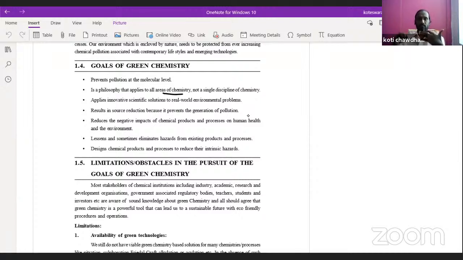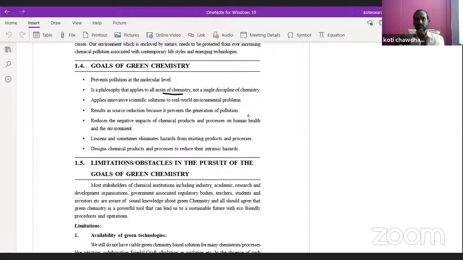Next, the third one is that it applies innovative scientific solutions to real-world environmental problems. Today also several problems are there with respect to chemistry. Whenever we are going to produce a chemical, use the chemical, or dispose of the product, in all these three aspects there are so many problems. How to produce in a safe manner, how to use in a safe manner, how to dispose in a safe manner. These three things are required.